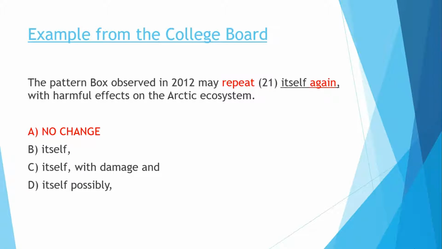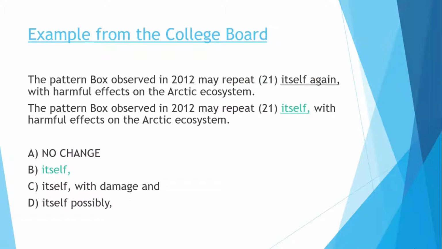Choice A would be no change. And I've highlighted in red the areas of redundancy. So repeat and again mean the same thing. And if you choose choice A, you're choosing to keep the redundancy in the sentence. So we would not choose choice A.